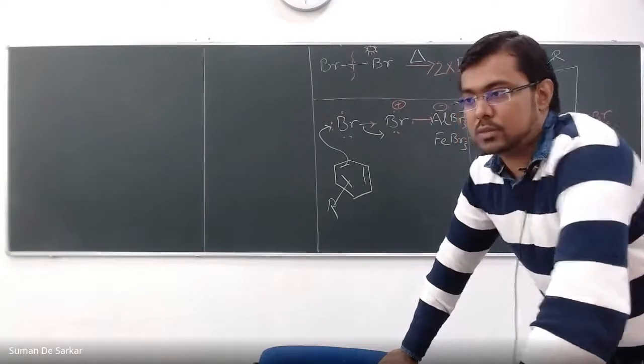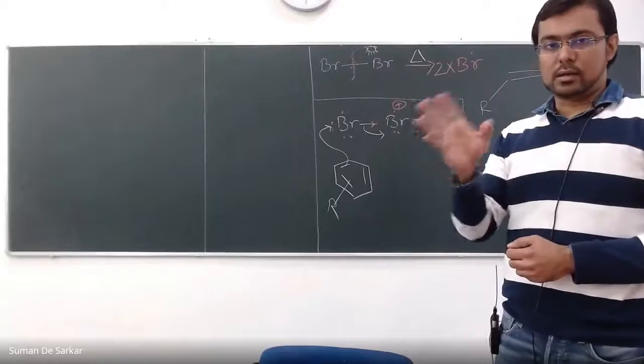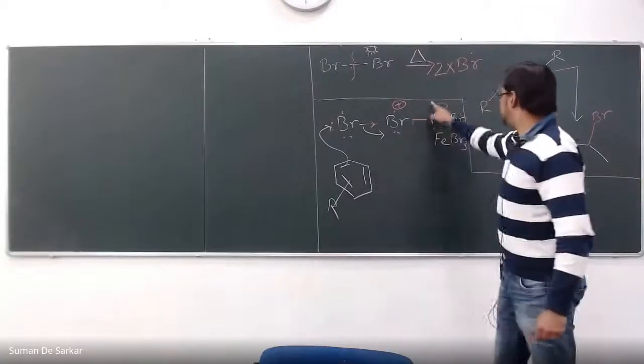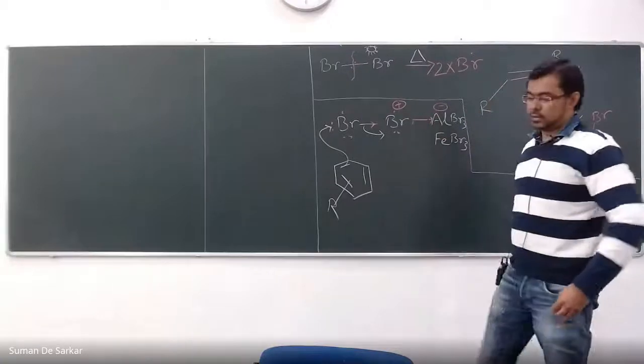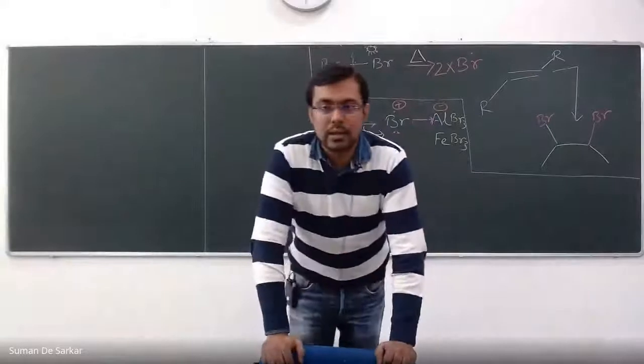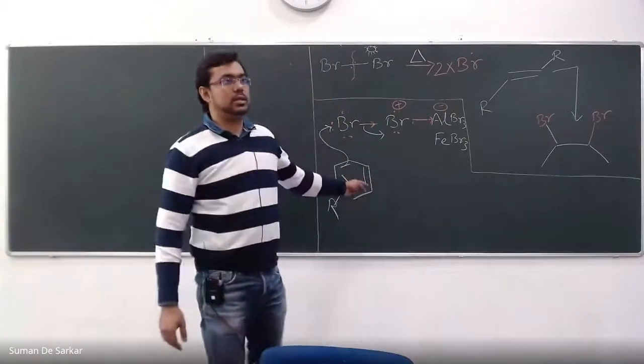One terminal becomes reactive, and then this nucleophile can attack the bromine. But as I said, these Lewis acids, aluminum tribromide or iron tribromide, are good, but there are some problems. One is the sensitivity.